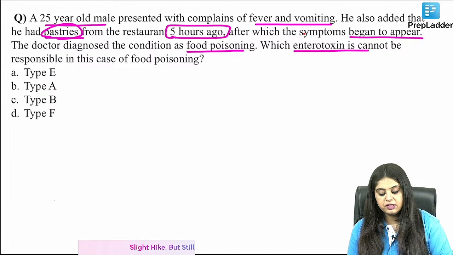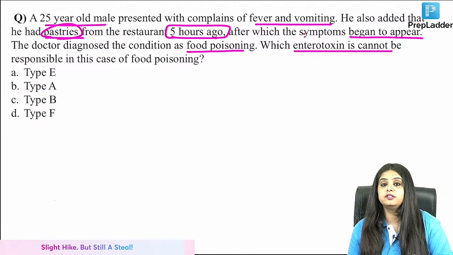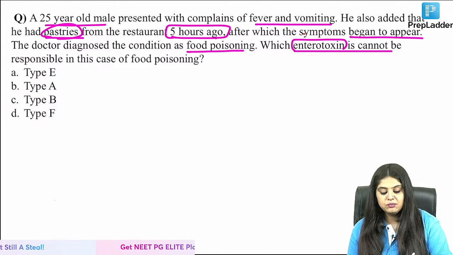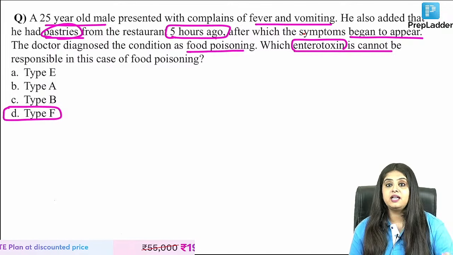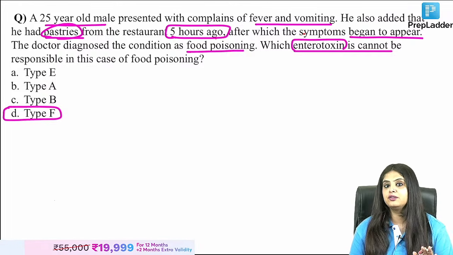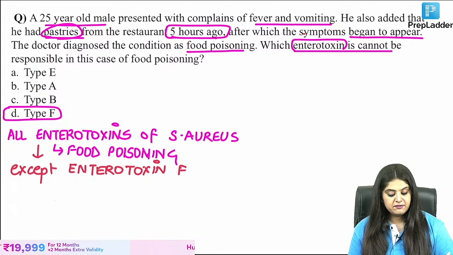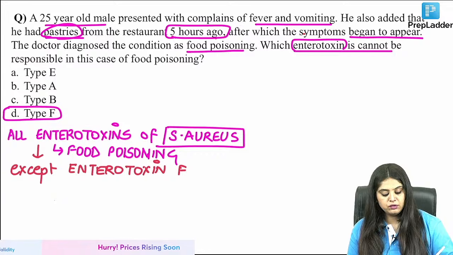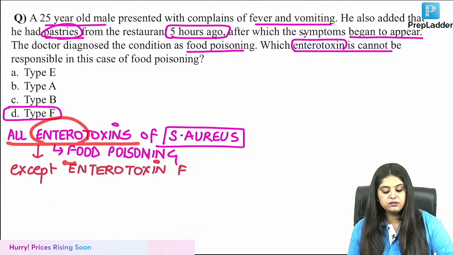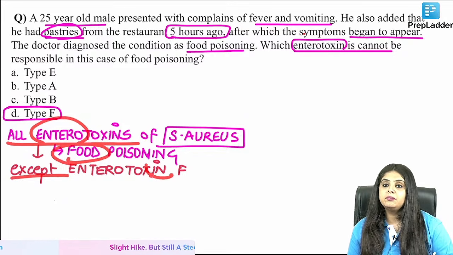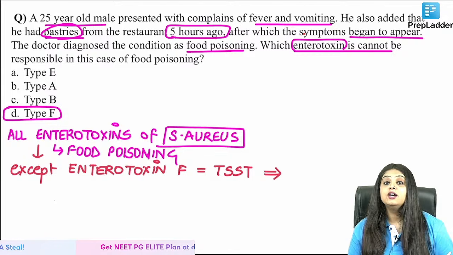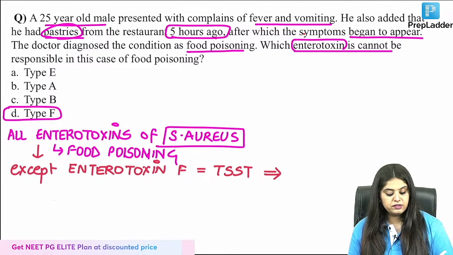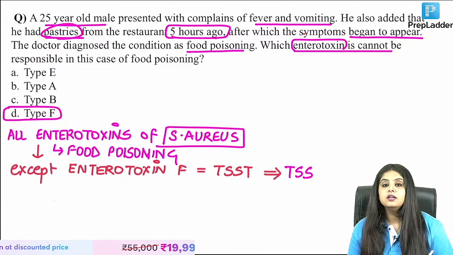Which enterotoxin cannot be responsible for this? Ma'am, enterotoxin का तो मतलब ही है ना food poisoning. But which enterotoxin? Imagine the irony. F वाला enterotoxin does not cause food poisoning. So the rule is that when we are talking about Staphylococcus aureus, all the enterotoxins cause food poisoning except enterotoxin F. What is it known as? Very good ma'am, इसको बोलते हैं toxic shock syndrome toxin. So it is going to cause toxic shock syndrome.